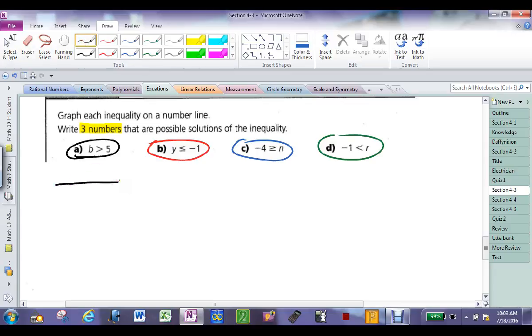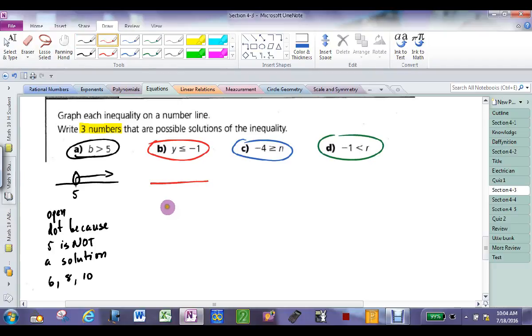So there's my black number line. What's the only number that matters? 5. Is the letter first? Yes. So does the line follow the symbol? Yes. So I have to go to the right. Is 5 included? No. So what kind of dot do I put there? A not shaded, we call it an open dot, because 5 is not a solution. Now, what are 3 numbers that are? 6, 8, 10, 37, 322, 87.1, 497. Good.